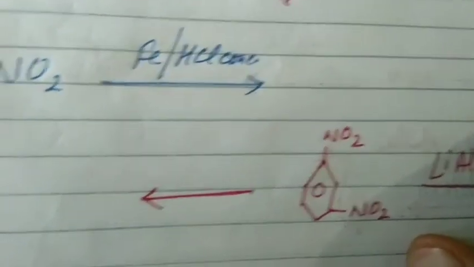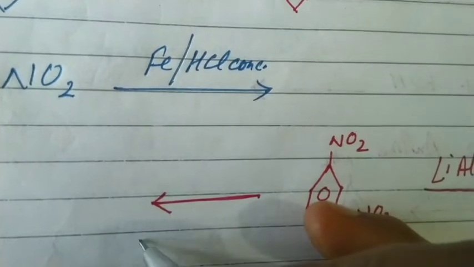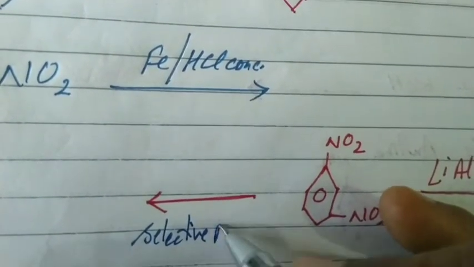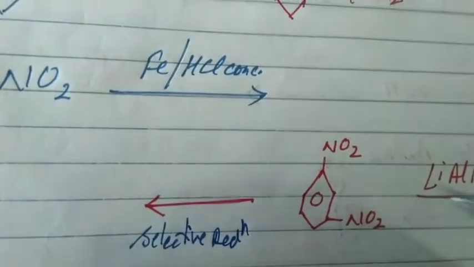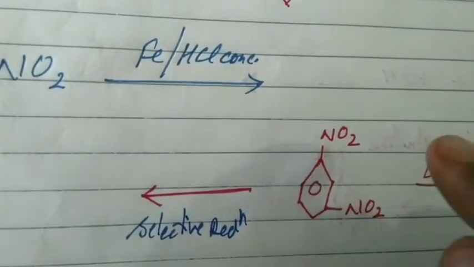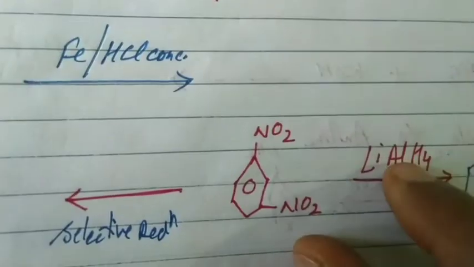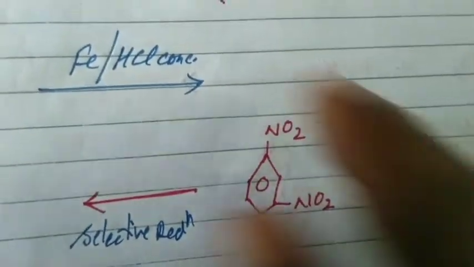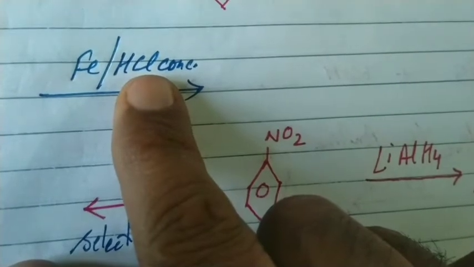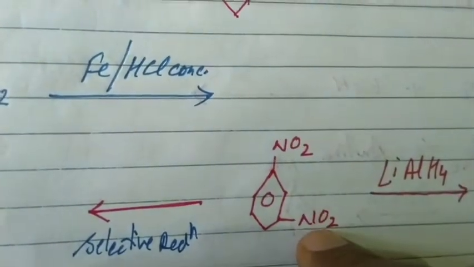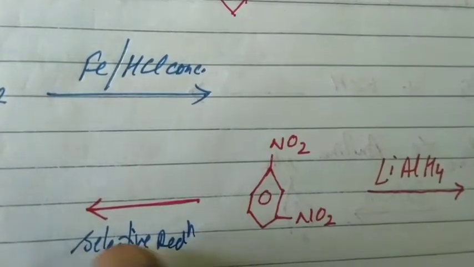But the main important one is this, which we are going to do now. That is selective reduction. What I say? Selective reduction, students. The selective reduction of one nitro group in a dinitro compound. There are 2 nitro groups. Both are reduced if we use lithium aluminum hydride, or if we use iron in concentrated acid. But if we have to reduce only one and we have to protect the second, we will go for selective reduction.